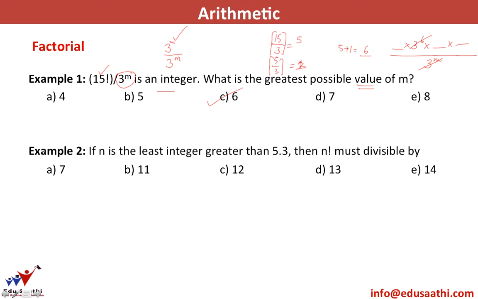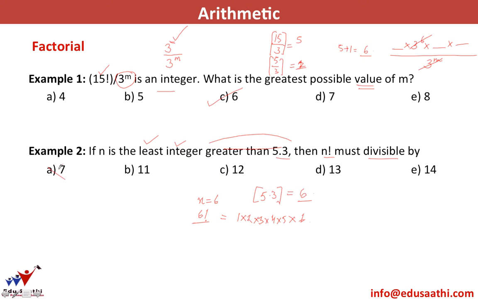If n is the least integer greater than 5.3, then n factorial must be divisible by what? Greater than 5.3, that means I'm talking about an integer function which gives me an answer of 6. So the value of n is coming out to be 6. 6 factorial is divisible by. Now if you look at it, 6 factorial will be 1 into 2 into 3 into 4 into 5 into 6. Now I can just look at the options.